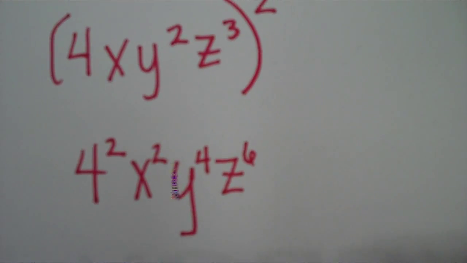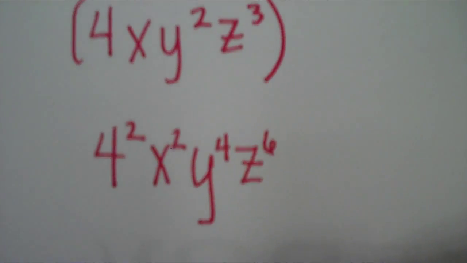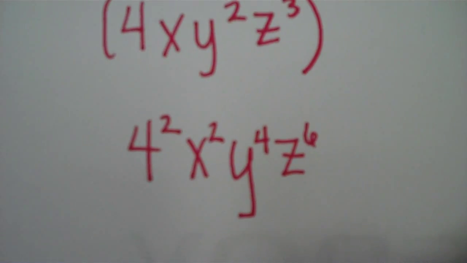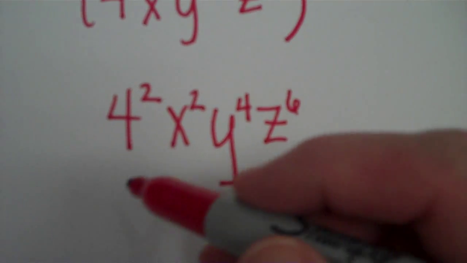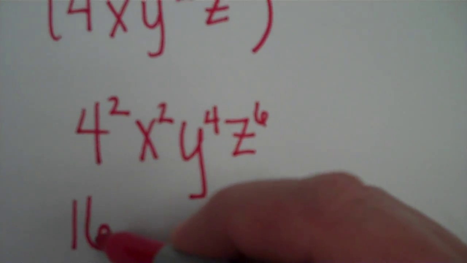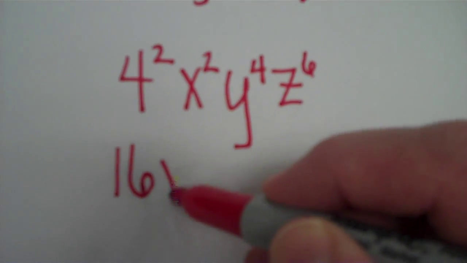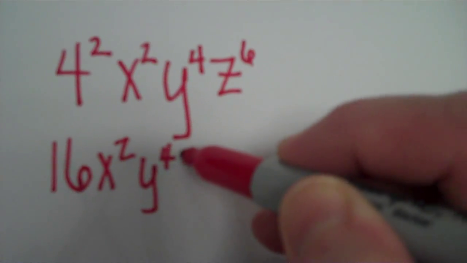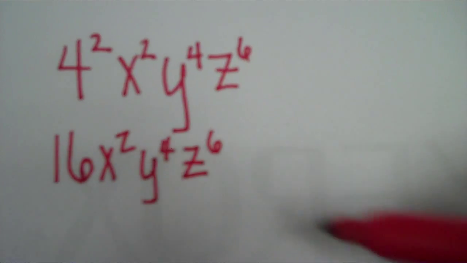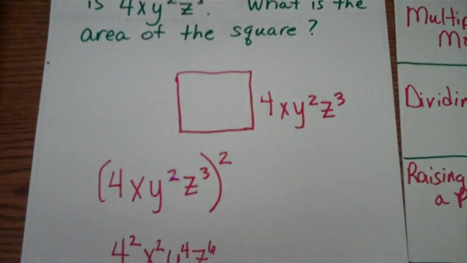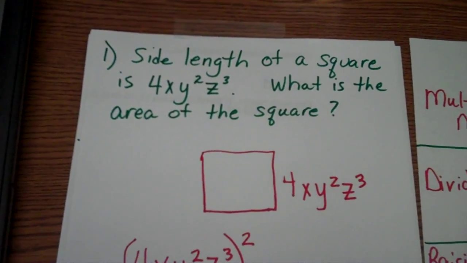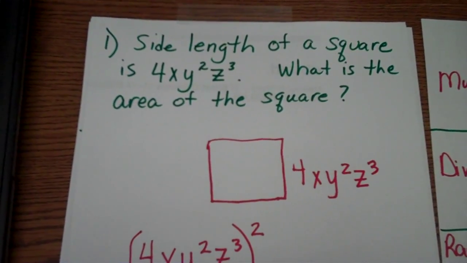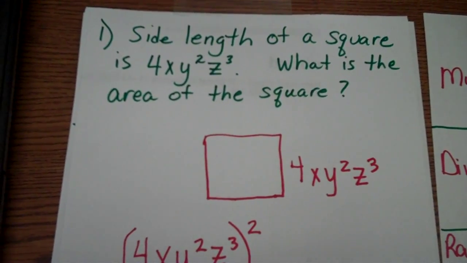The answer could either be left just like this, or in many cases, we will go ahead and simplify the coefficient. So 4 squared is 16, and then we bring down everything else. X squared, y to the fourth, z to the sixth. And that is the answer to the first question, which was finding the area of a square whose side length is 4x y squared z cubed.